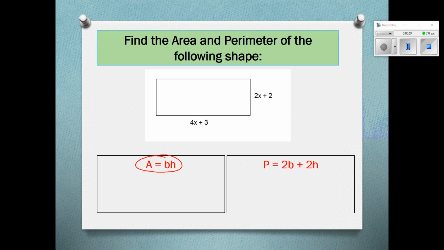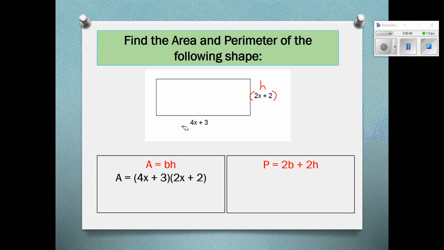So when you look at this rectangle, the base is a binomial, 4x plus 3. The height is a binomial, 2x plus 2. So we want to multiply those two together. When we do that, it's going to look like this. We're going to have the base times the height, two binomials.